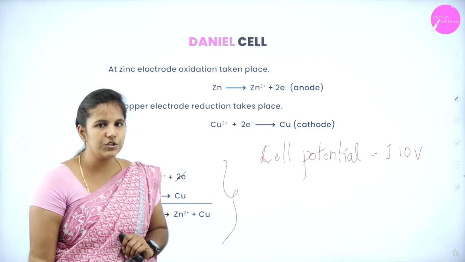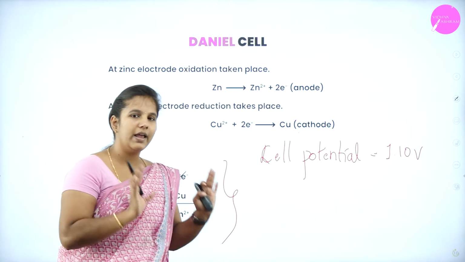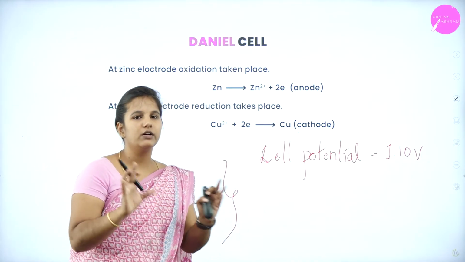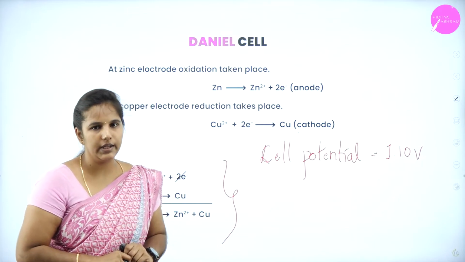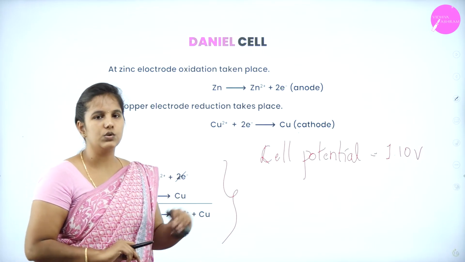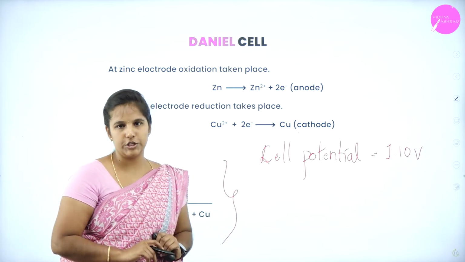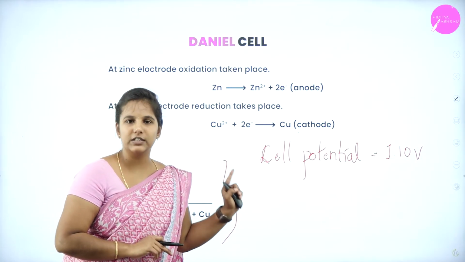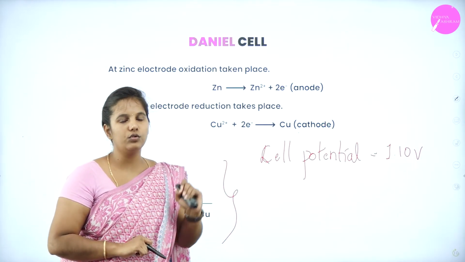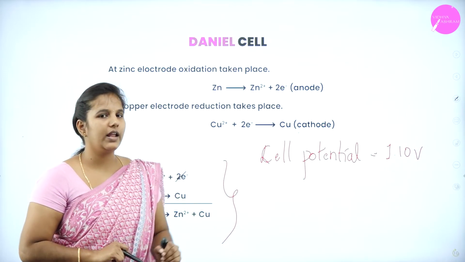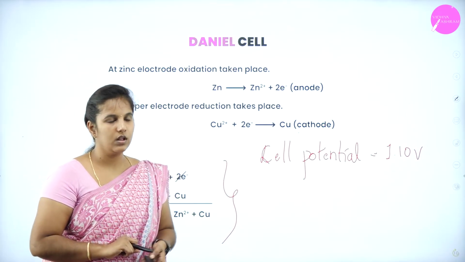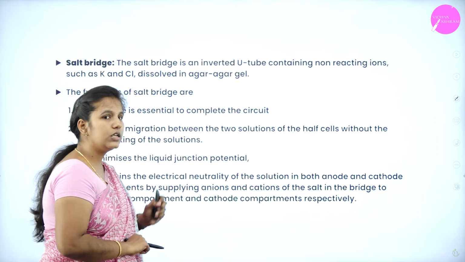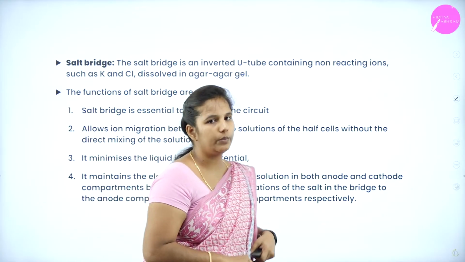So how is the cell potential measured? By considering the electrode potential at the anode and the electrode potential at the cathode. The difference between these two gives you the cell potential. Hope you understood the working, the construction, and how to write the cell potential for the Daniell cell. Now let's see what the use of a salt bridge is.